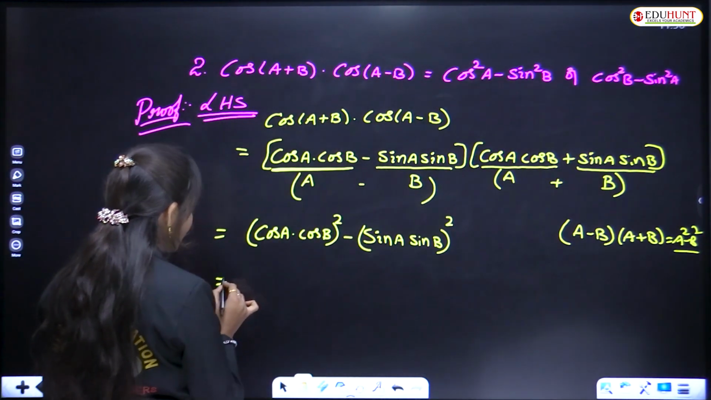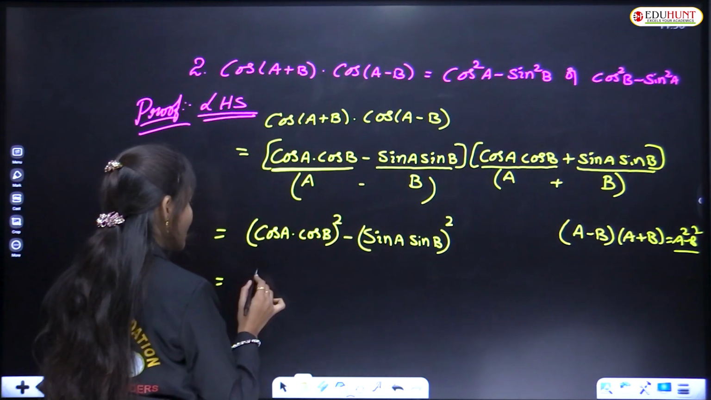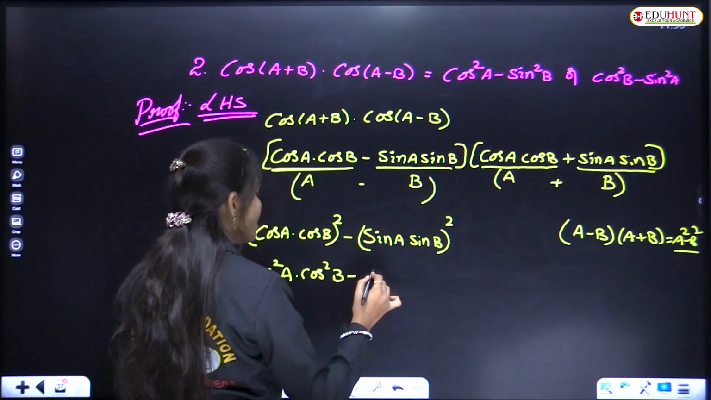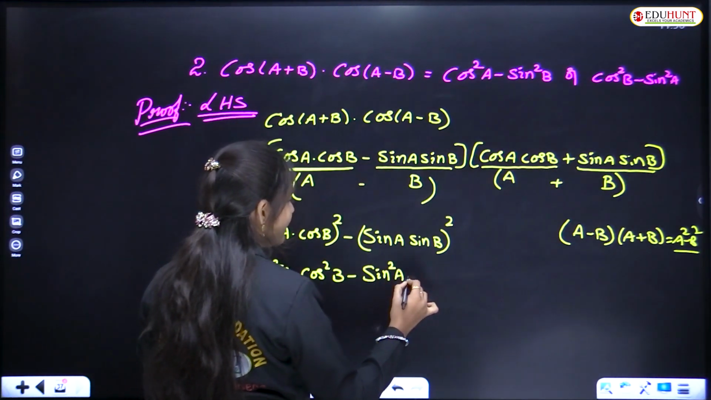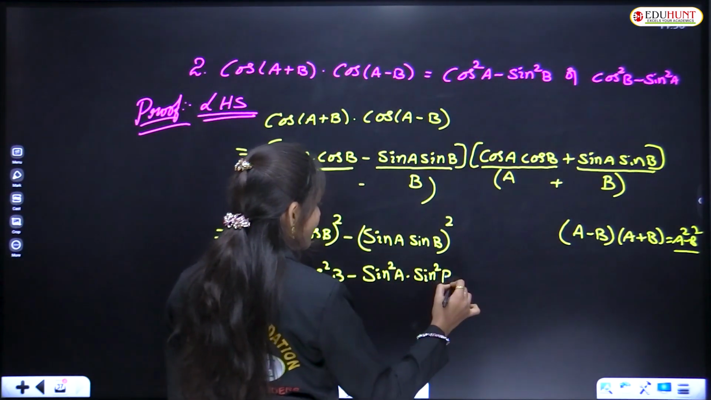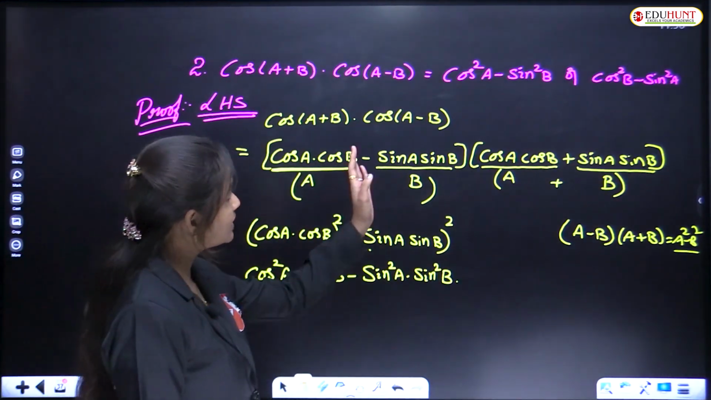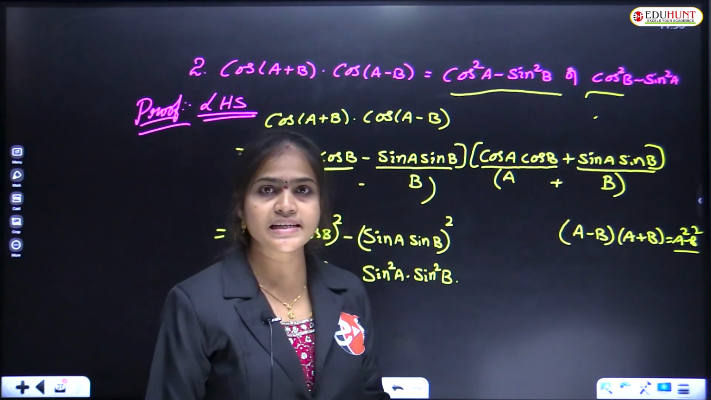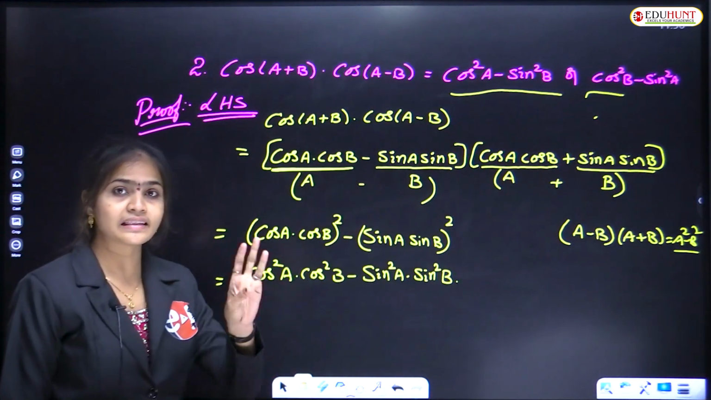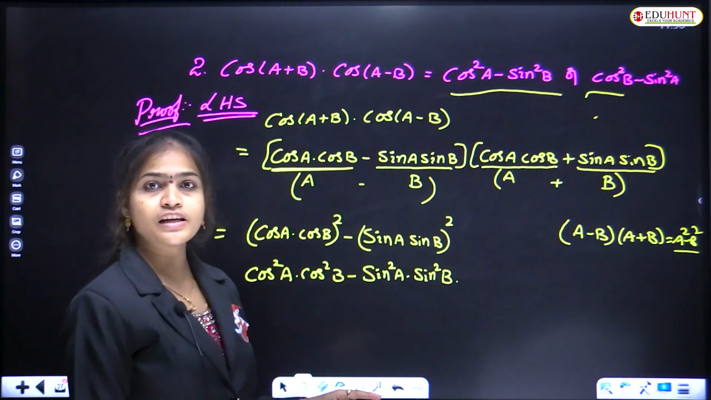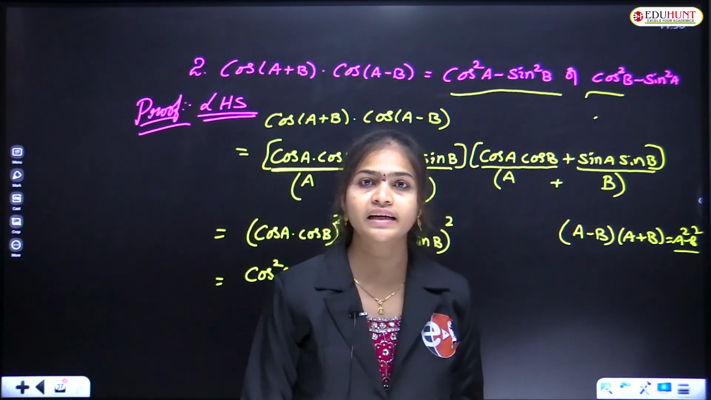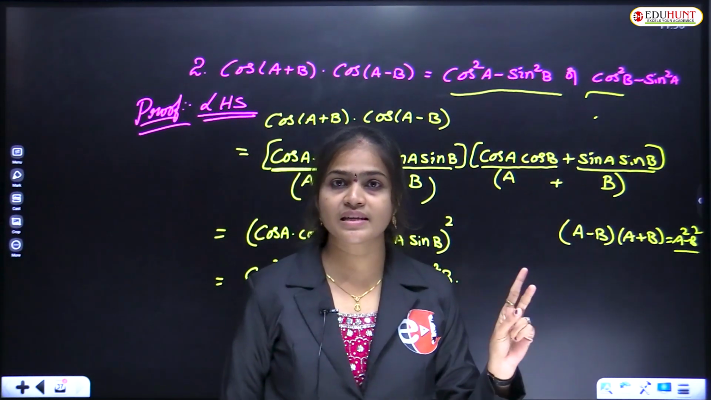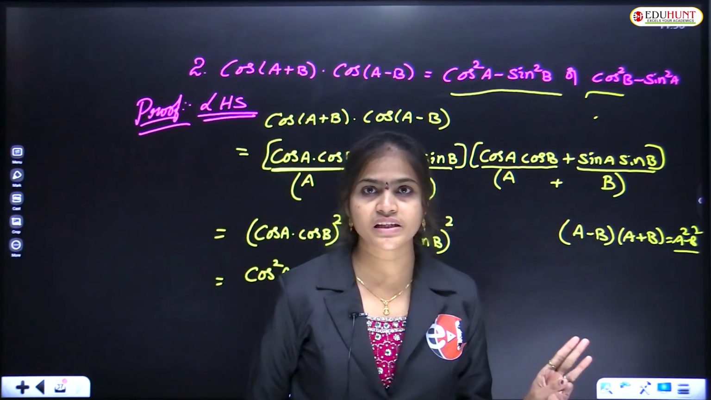Now apply the square to those ratios. So cos A cos B whole square means cos square A into cos square B minus sin square A into sin square B. So here we got this one. But in that formula we have cos square A minus sin square B or cos square B minus sin square A. So here, children, we know three identities. In trigonometric ratios we learned three identities. What are those three? Cos square theta plus sin square theta is equal to 1. Cosecant square theta minus cot square theta is equal to 1. And secant square theta minus tan square theta is equal to 1.